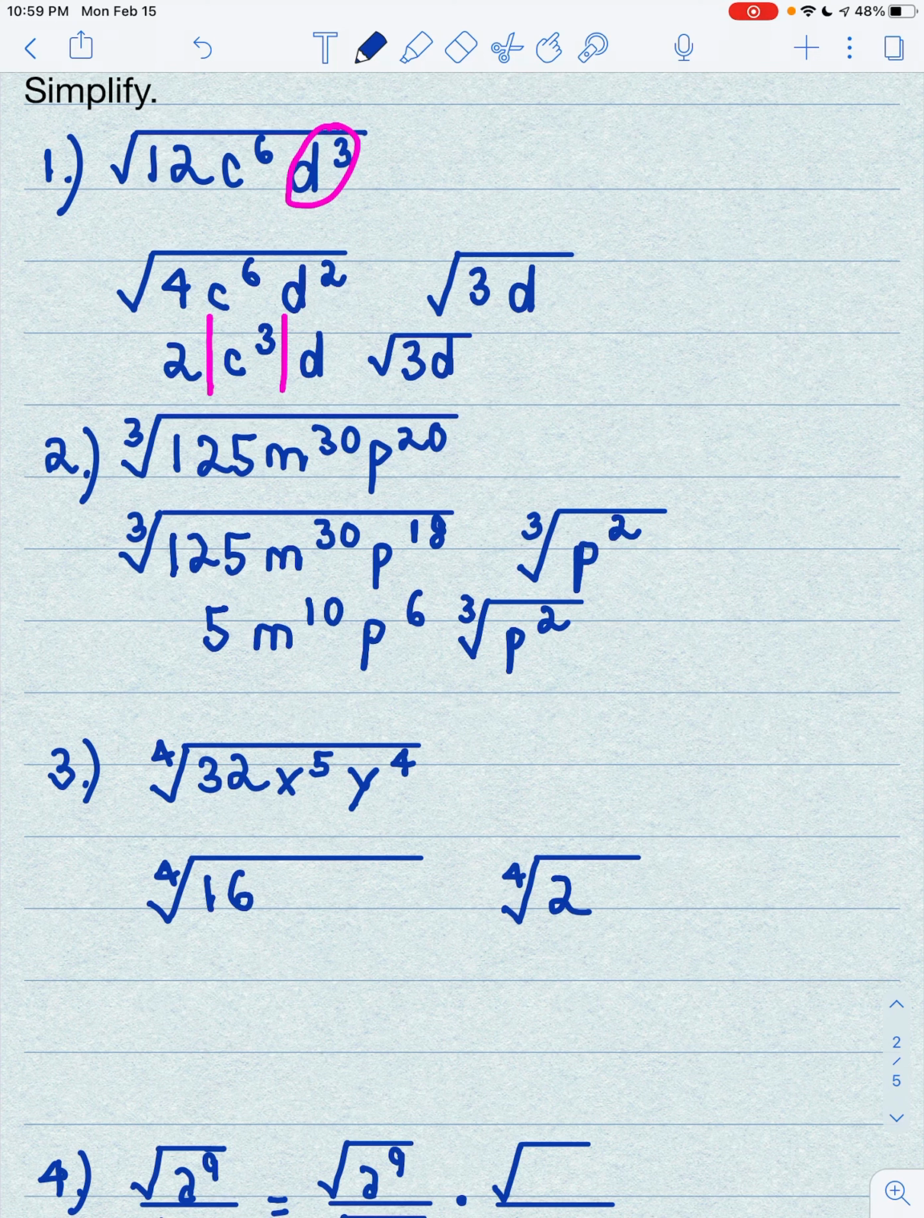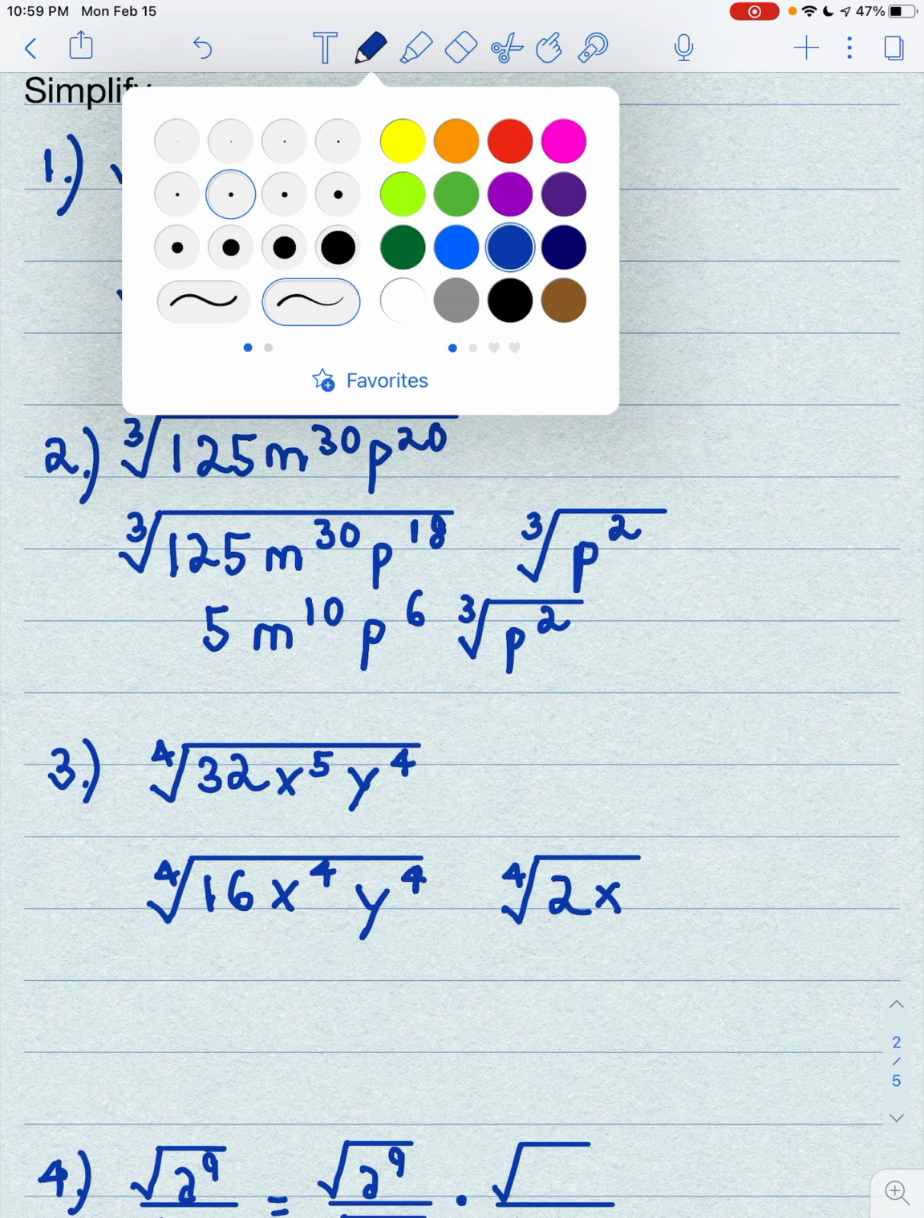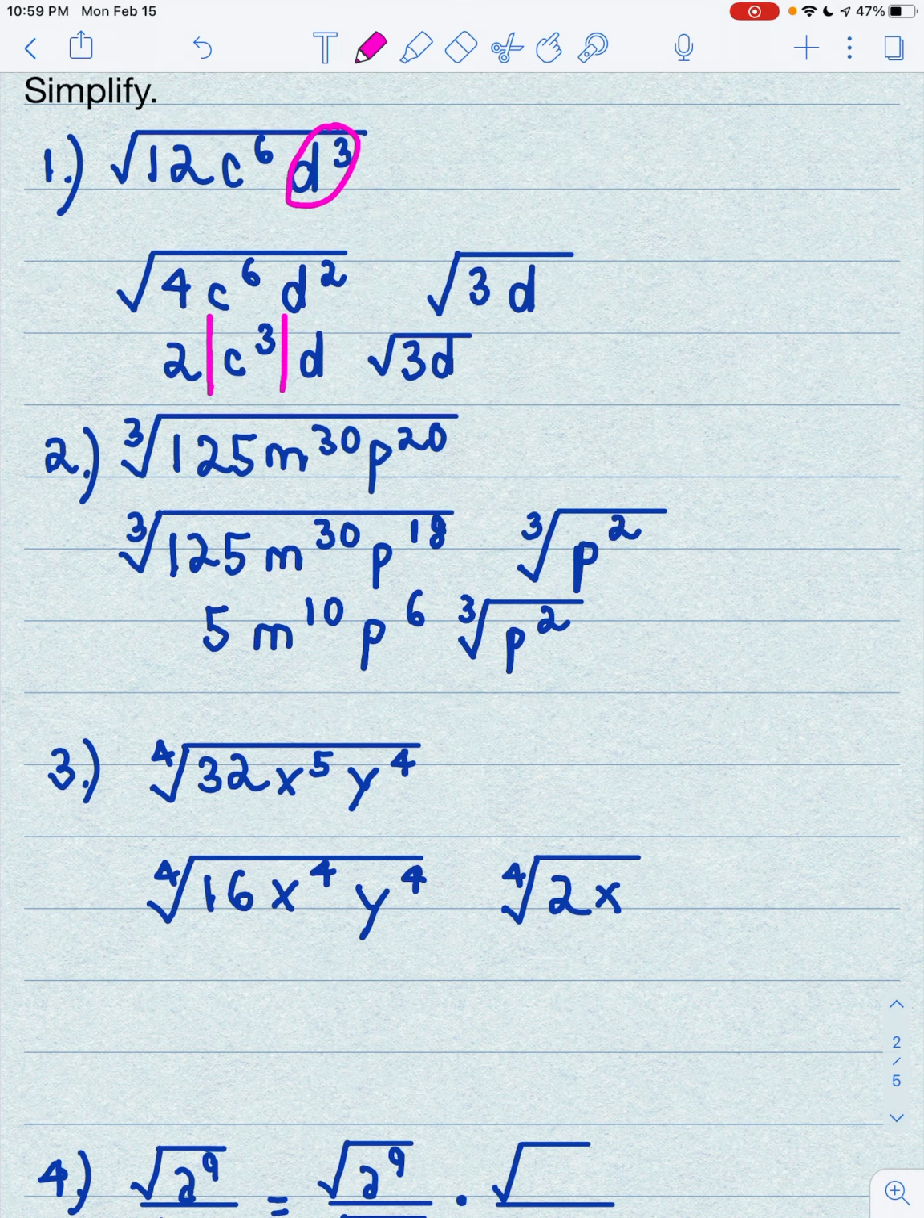X to the 5th, 5 is not evenly divisible by 4. The largest exponent less than 5 divisible by 4 would actually be 4, which means I have to have an extra factor of x left over, which goes in the second radical. Then y to the 4th is obviously a perfect fourth because 4 is divisible by 4. So now I've broken it into the perfect fourth factors and what's left over.